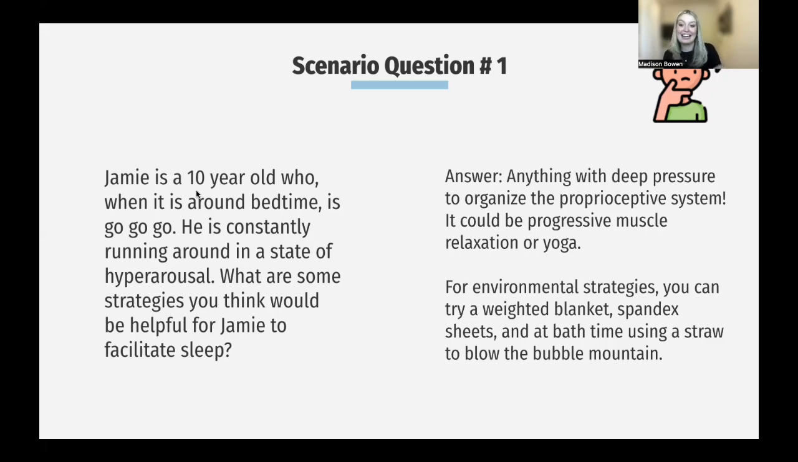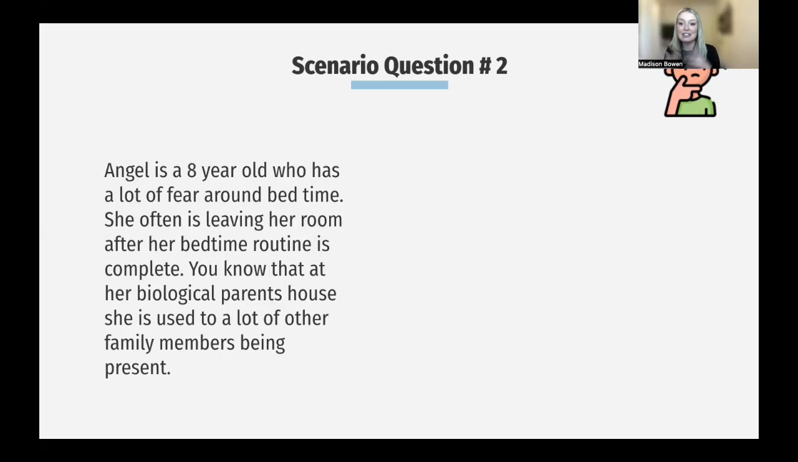So basically, anything with deep pressure to organize the proprioceptive system. So it could be progressive muscle relaxation or yoga. As for environmental strategies, you can try a weighted blanket, spandex sheets, and at bath time using a straw to blow a bubble mountain. Additionally, limiting blue light or dimming the lights can encourage the body to produce melatonin, and that might be a strategy that you want to try. That was so good. So let's move on to scenario question number 2.